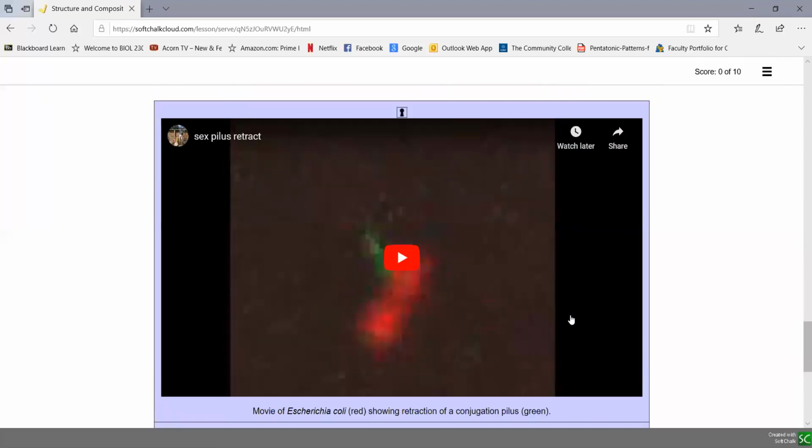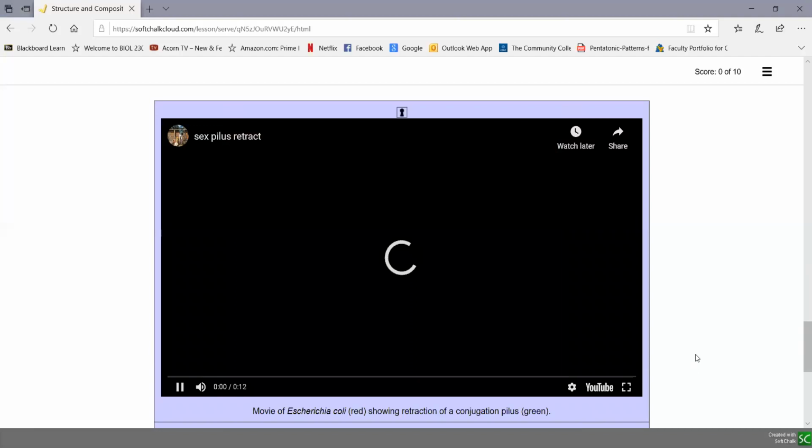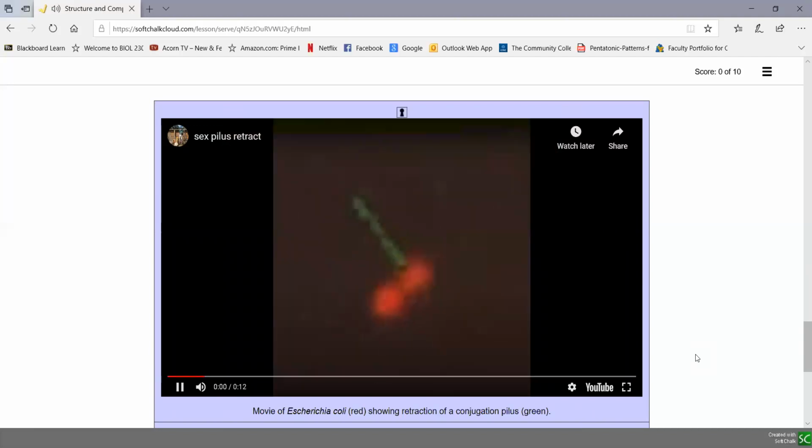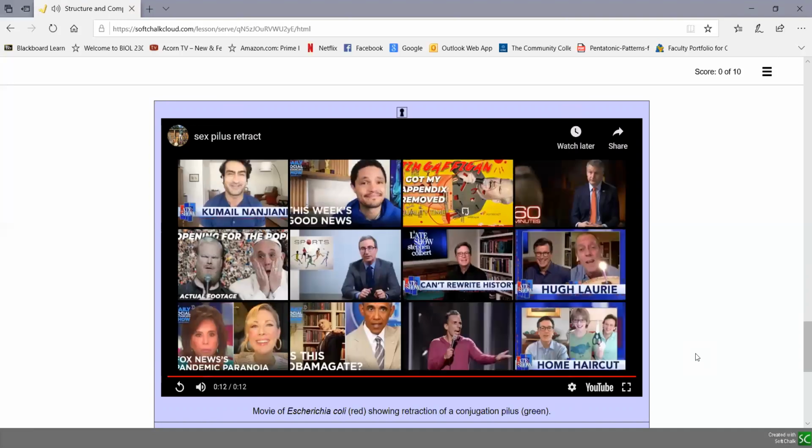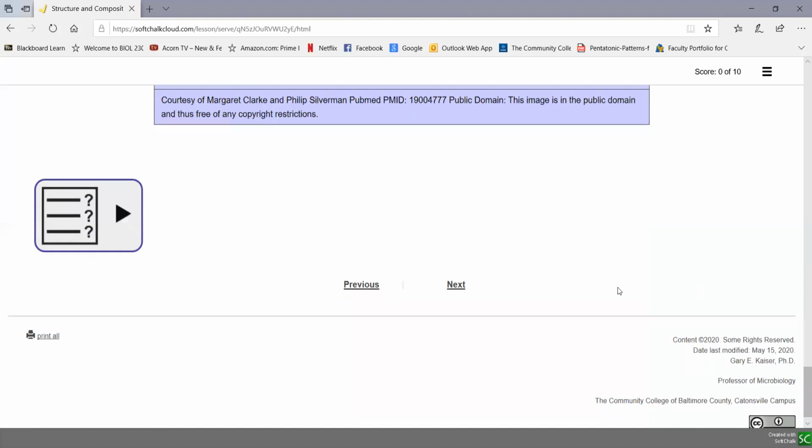And this is a nice movie that shows you a conjugation pilus or sex pilus retracting. So there you see in green the conjugation pilus, and you see it getting shorter and shorter as it depolymerizes or retracts. And if that were to contact another bacterium, that would pull the two bacteria together so that a mating pair can form. And there's a little self-check on the structure of bacterial pili and fimbria.